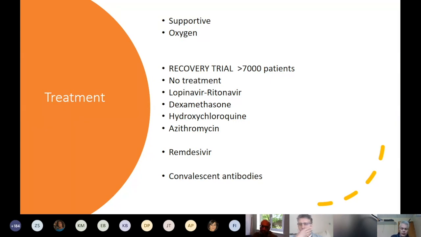There have also been some studies, not necessarily done at St George's, for remdesivir, which is an agent that was designed to treat Ebola, which is a different virus. And then there's also been some studies using convalescent serum from patients who've recovered to give antibodies to try and help with the treatment.